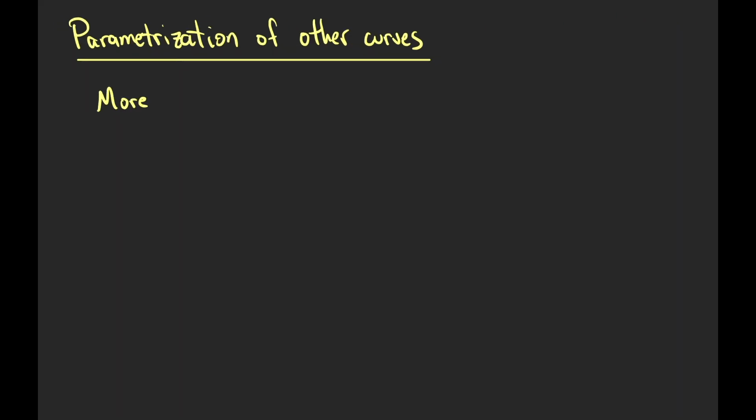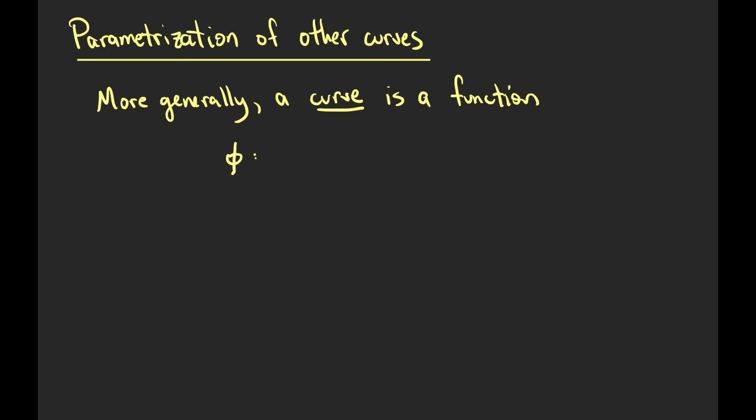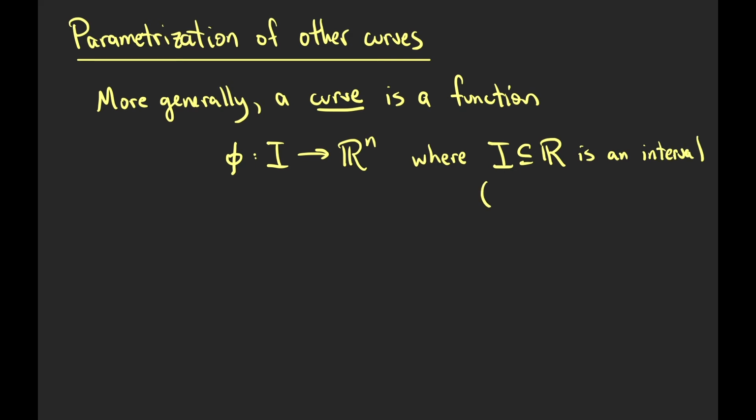Now I'd like to talk about this notion of parametrization by thinking about more general curves. In fact, a curve is defined to be a function, say phi, from an interval I of the real numbers into R^n. Again, I is just some interval. It could be all of R, for example, but it doesn't have to be. It can just be some finite interval.